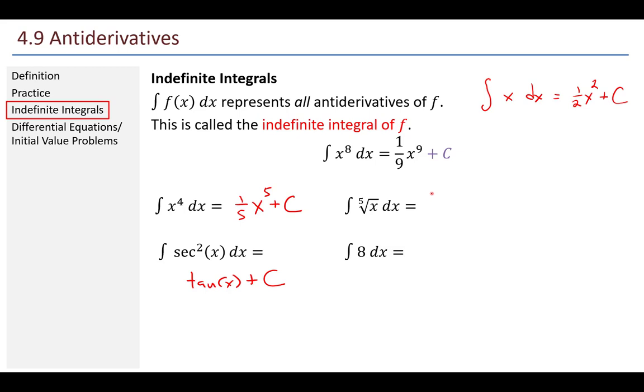All right, let me rewrite the problem on this one. x to the 1/5 dx. So the indefinite integral of this will be, let's see, lift the exponent by 1, so x to the 6/5, multiply in front by the reciprocal, 5/6, add a c, and you're good. Last problem. Do you know what the answer is? How about 8x plus c?